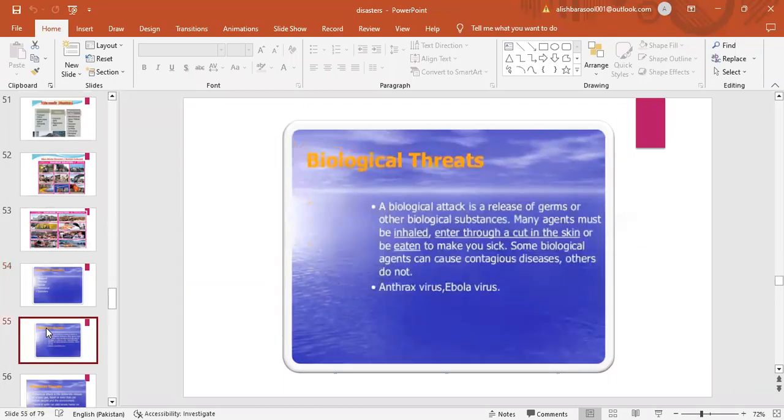Biological threats. A biological attack is a release of germs or other biological substances. Many agents must be inhaled, enter through a cut in the skin, or be eaten to make you sick. Some biological agents can cause contagious diseases, others do not. Examples include the anthrax virus and Ebola virus.